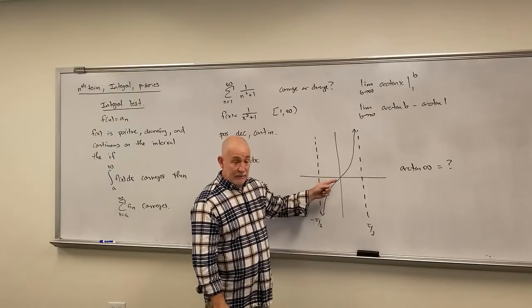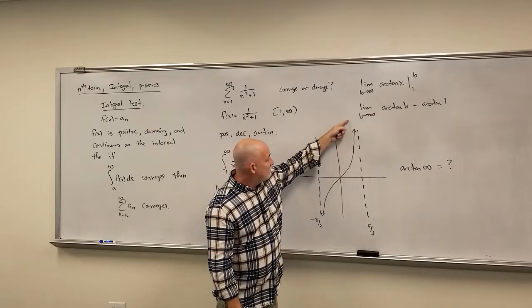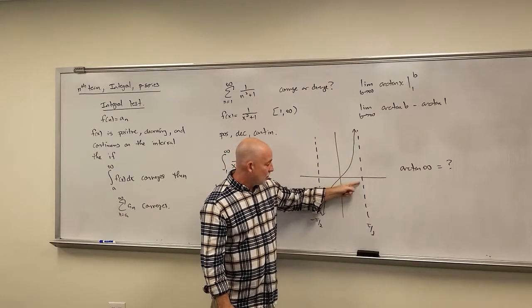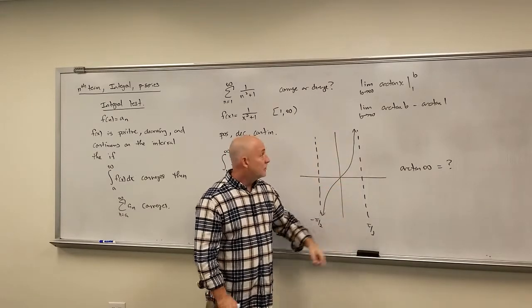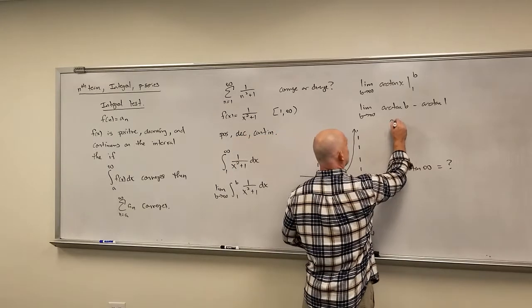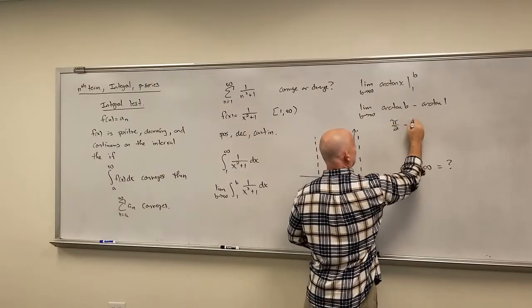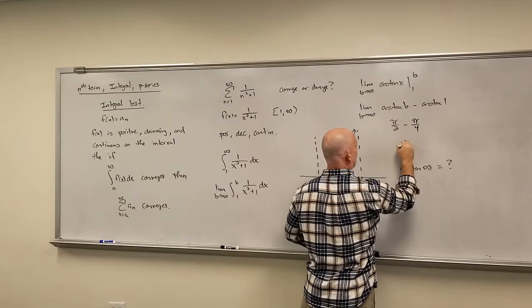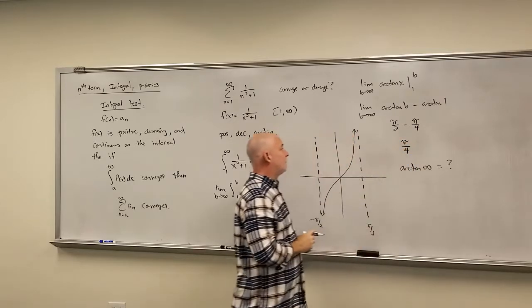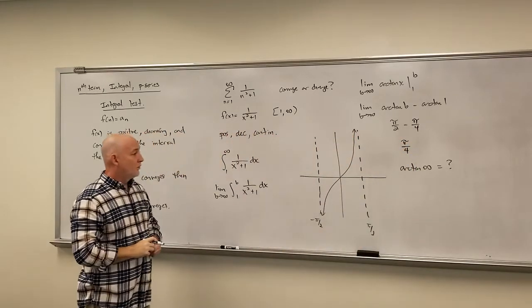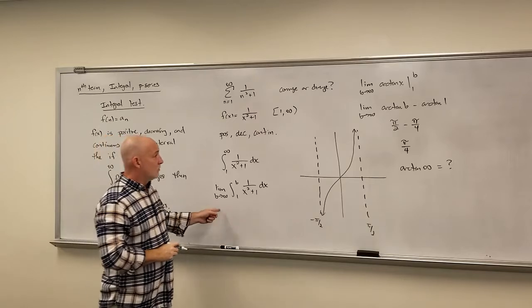Well, again, this is the limiting case, right? So this thing's heading up towards infinity as what? We head towards pi over 2. So this will be pi over 2 minus, and the arctangent of 1 is pi over 4. So pi over 4. So that means that this integral converges.